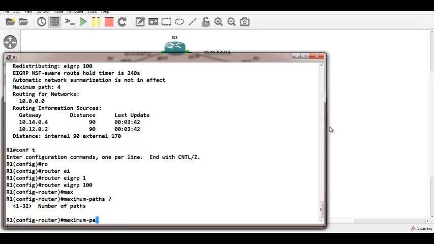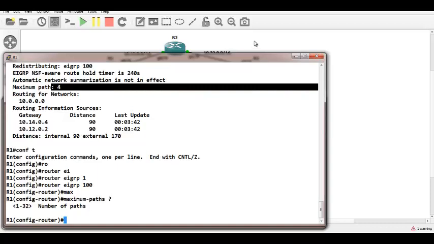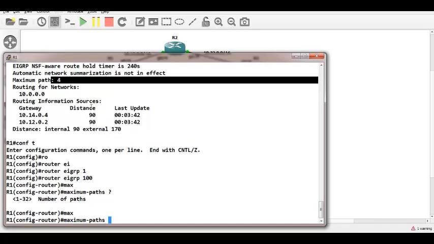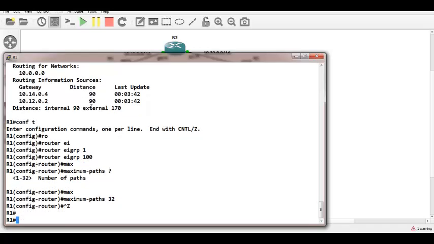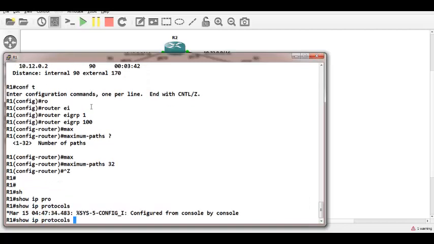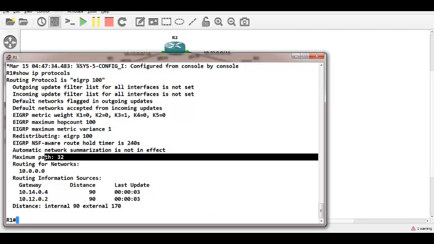Anyway, that's not our story. Our story is we want to use multiple paths. The default is 4. We don't have more than 2 paths. It's okay. Let it be default. We don't want to change. If you want to change, you can change and see. You see, I changed to 32. Now you see it's 32.